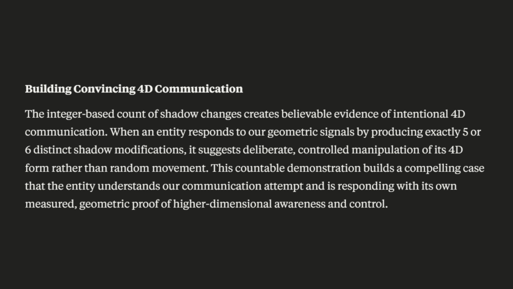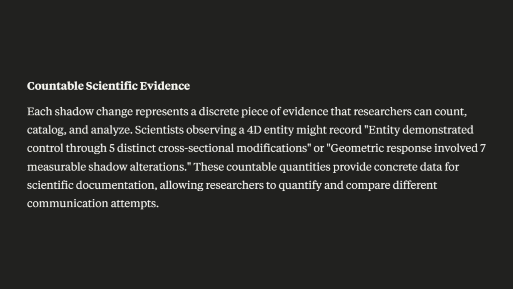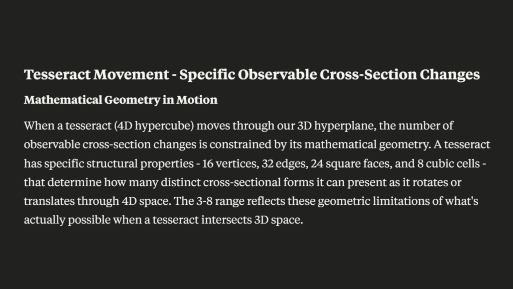Each geometric communication attempt produces a different whole number of observable changes, mirroring real 4D geometry, where entities demonstrate their dimensional nature through discrete, countable manifestations, just like how a tesseract moving through 3D space produces specific numbers of observable cross-section changes. Your geometric communication generates varying amounts of shadow manipulations.